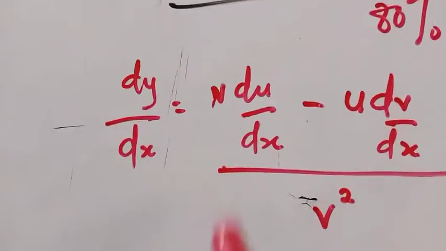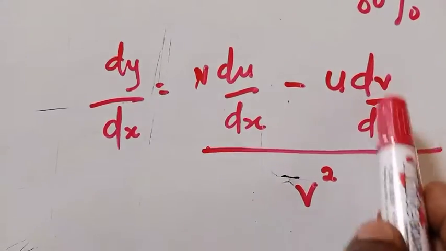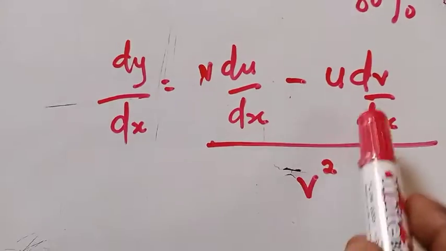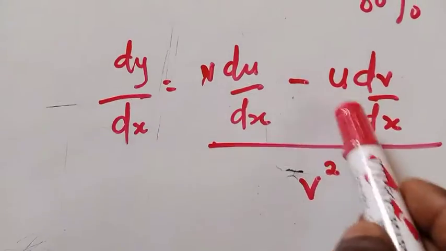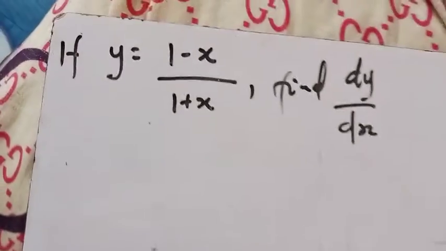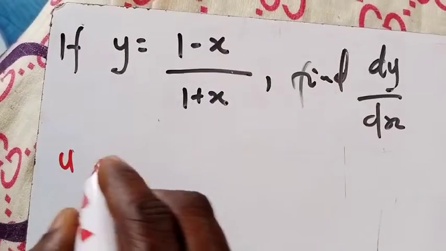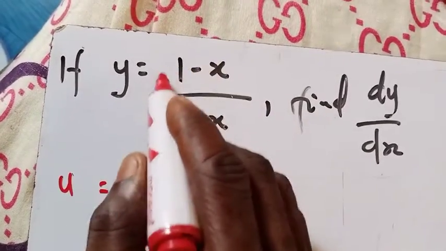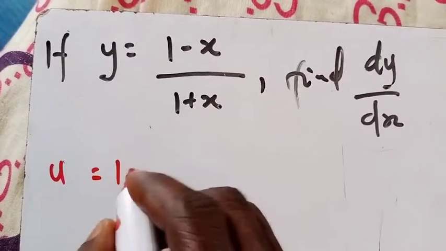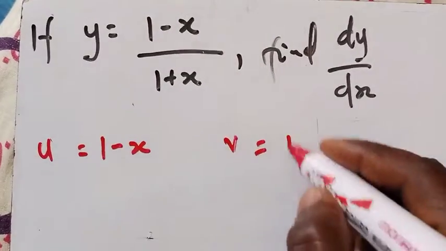Now here is the rule: v du/dx minus u dv/dx, everything divided by v squared. So where is this v coming from? Where is the dv/dx and all these things coming from? Now in alphabetical order, we know that u comes before v, right? So you have u and v. Here's the function: we are going to replace anything on the top here by u, so u is 1 minus x, and then we have v equal to 1 plus x.